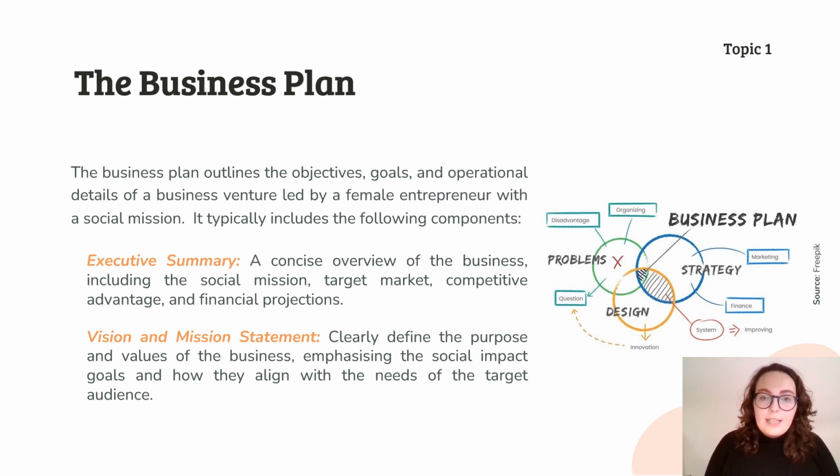The business plan outlines the objectives, goals, and operational details of a business venture, in this case led by a female entrepreneur with a social mission. It typically includes the following components. First, an executive summary. This is a concise overview of the business, including the social mission, target market, competitive advantage, and financial projections. Next, the vision and mission statement.